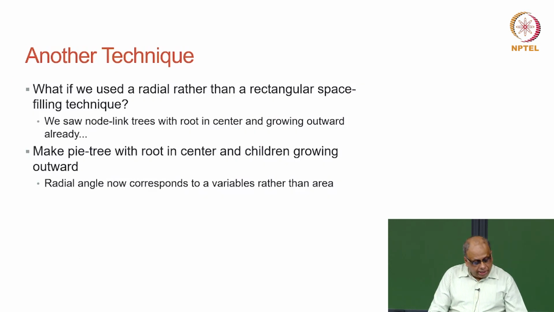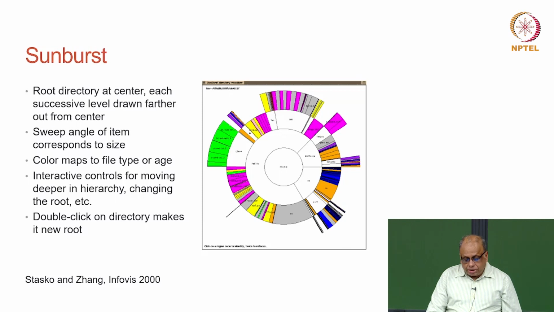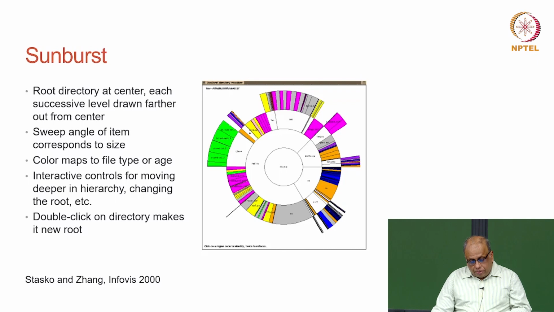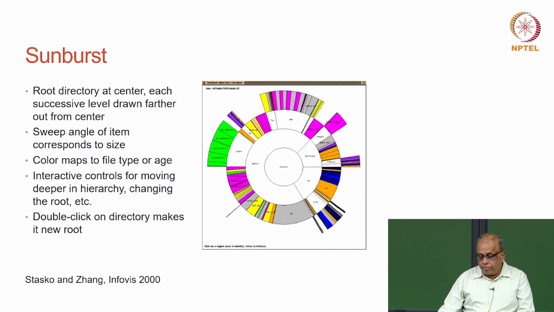And another technique that has been used is the sunburst, which is kind of a tree map but in a radial layout. You start from the root at the center, and then you move out from the center all the way across the graph. So this is called a sunburst visualization. Here the color maps to file type. This is a way of showing the hierarchy of a file structure, and you can have controls for moving deeper into the hierarchy, changing the root and things like that.